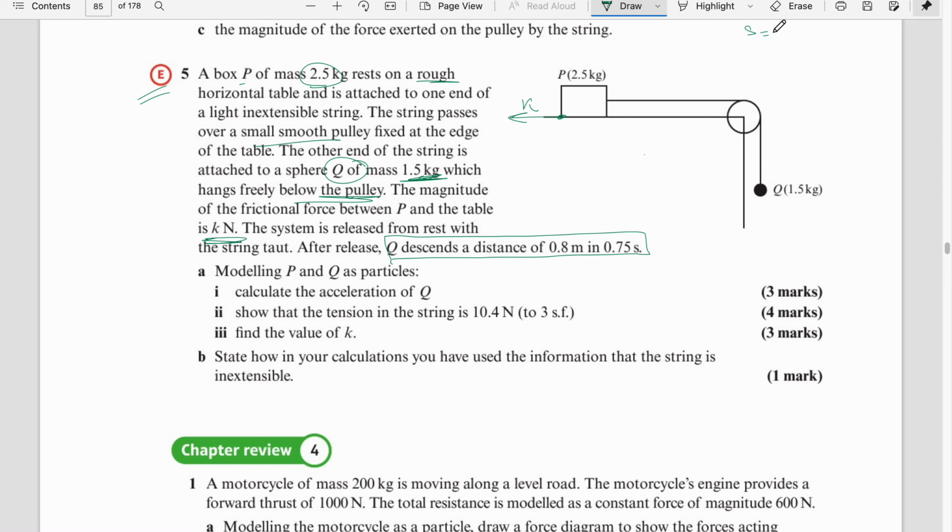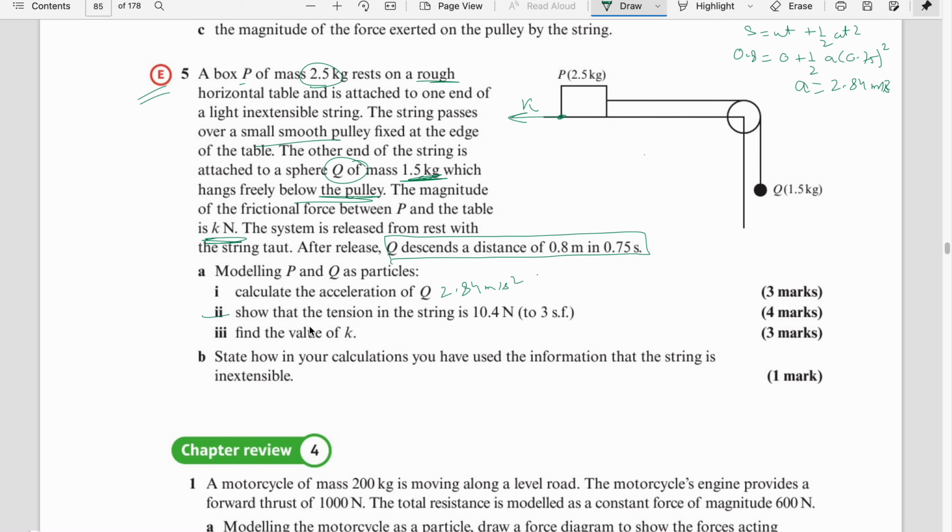So S equals UT plus half AT squared, because this information is given. Displacement covered is 0.8. Initial velocity 0, it was at rest, plus half acceleration unknown, and time is 0.75 seconds, whole squared. So we rearrange and solve for A, that is 0.8 times 2 divided by 0.75 squared, and the answer is 2.844. So acceleration is 2.84 meters per second squared.